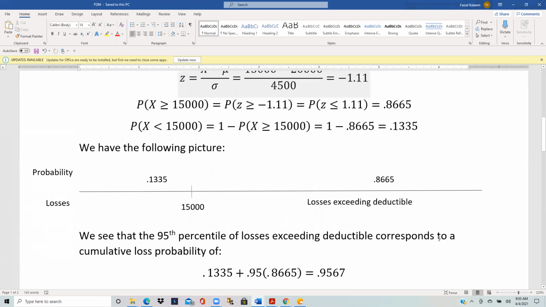So we have the following picture. We have the losses here, and we have the probability in the upper part. So when the losses are less than 15,000, the probability of that happening is 0.1335.